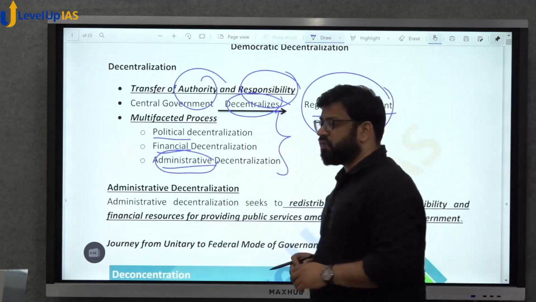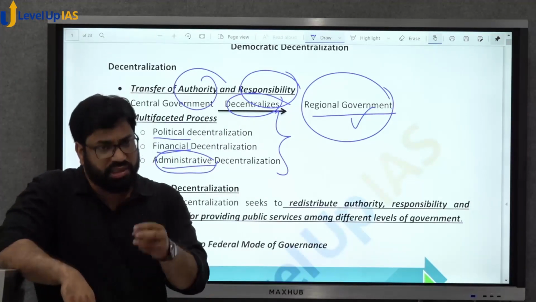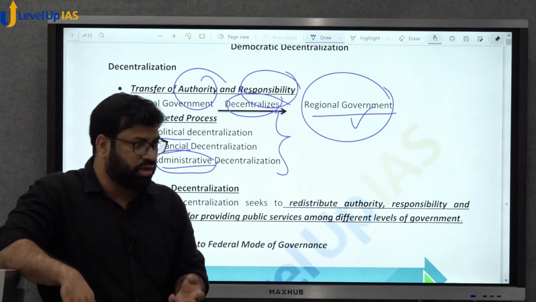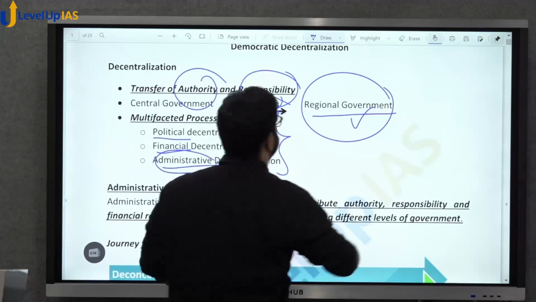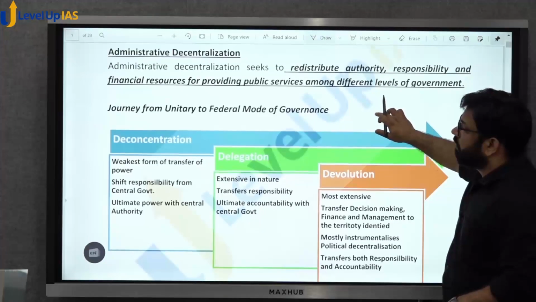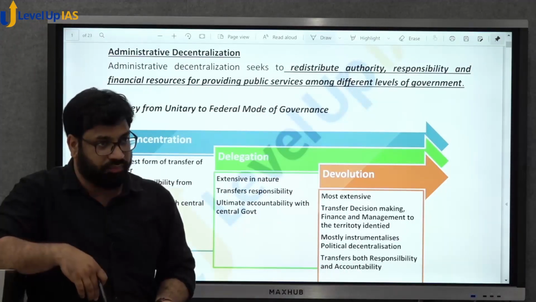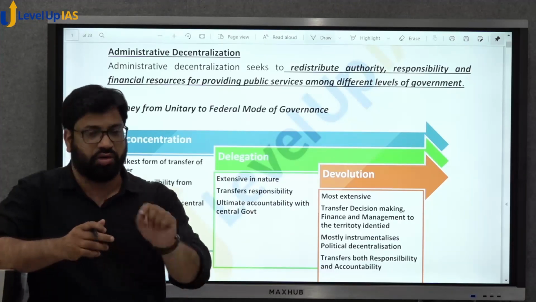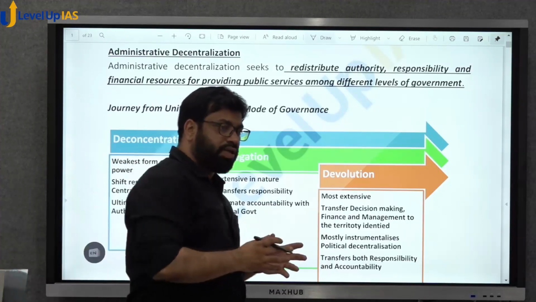Now, generally, when we talk about decentralization, political decentralization and financial decentralization are easy to understand. One is about creation of political institutions, the other is about giving power to raise revenue. But administrative decentralization you need to understand, because many a time it will itself have components of political and financial decentralization. Getting it? It's a complex process. It's not like this is only administrative decentralization or this process is only financial decentralization. It's a complex process.